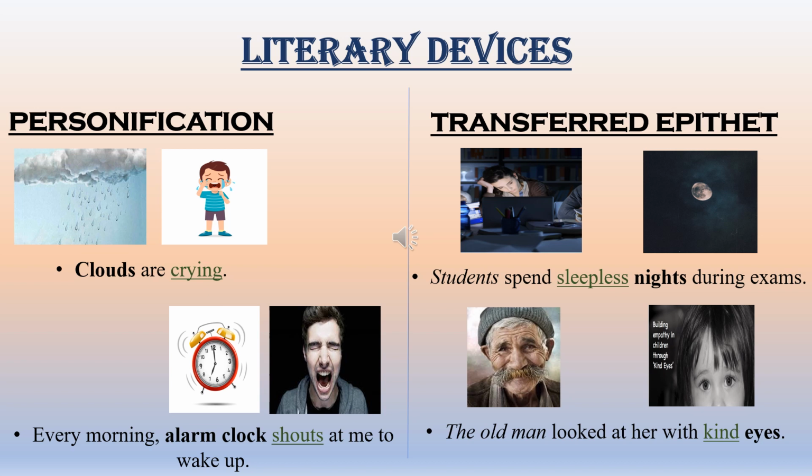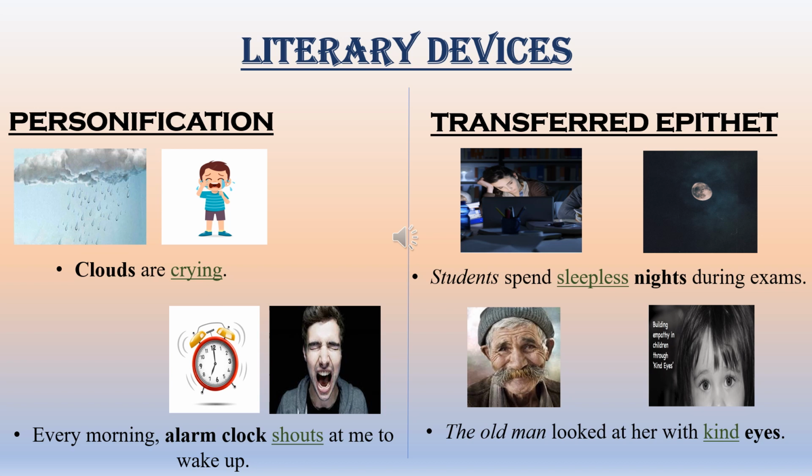The first sentence says, students spend sleepless nights during exams. What is the adjective here? Sleepless. And it is used for nights. But are nights sleepless? Can the night sleep? No. Who can sleep? Students. So here students are sleepless. Students are unable to sleep. But the adjective has been transferred. It has been shifted from students to night. So initially the word sleepless should have been used for students. But it has been transferred to night. So this becomes an example of transferred epithet.